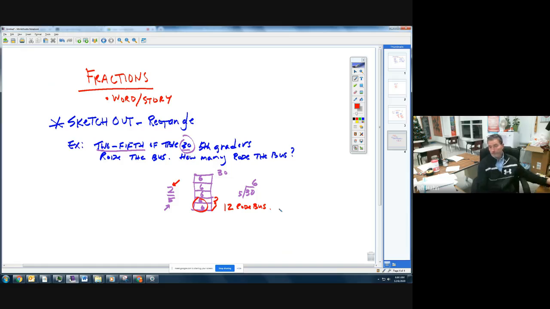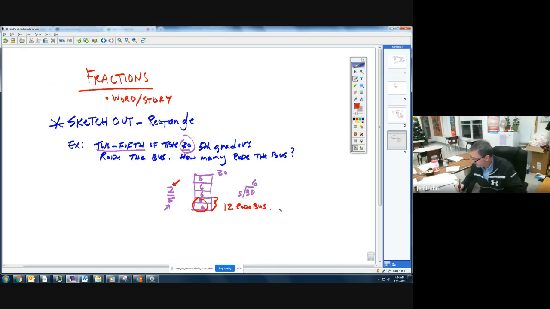If they asked you how many didn't ride the bus, you could probably figure that out with this, because that's everybody else that's left over. So 12 rode the bus, and 18 of them did not ride the bus. Let's look at another one, and really that is pretty much as hard as it gets.